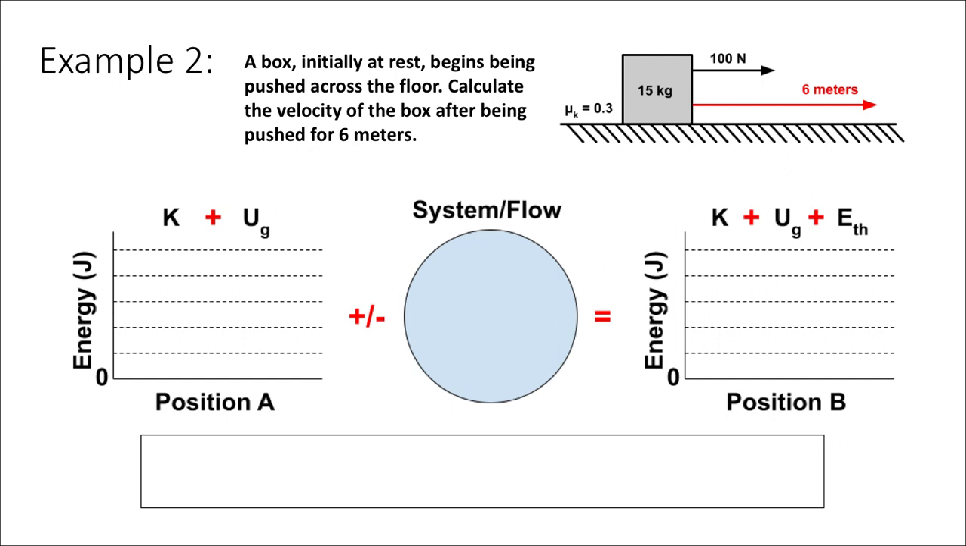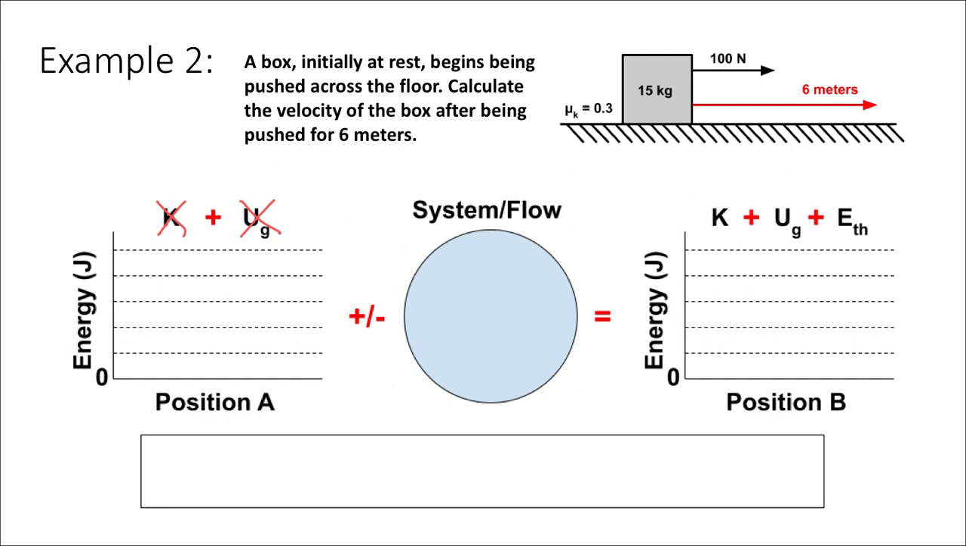Our initial state is before the box has been pushed. While the box is initially at rest on the ground, does it have either kinetic or gravitational potential energy? The answer is no, it doesn't have either one. So we're going to cross them out. No kinetic, no motion, no kinetic, no gravitational potential. It's on the ground that we've defined to be a height of 0. So no energy at the beginning at all.